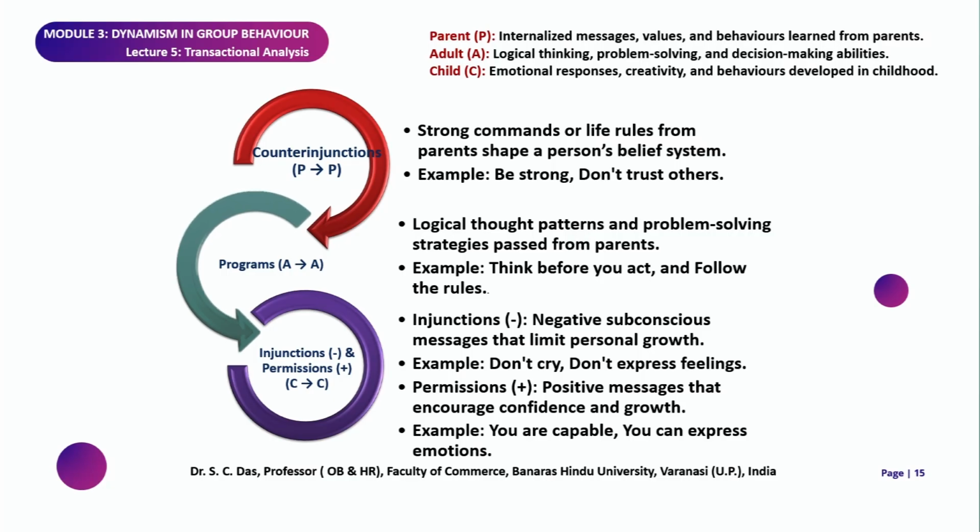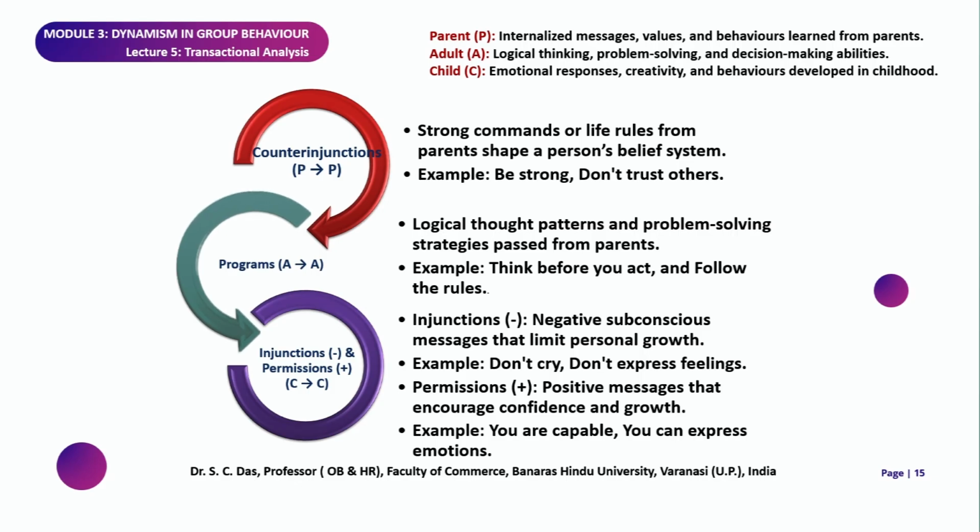Then programs: logical thought patterns and problem solving strategies passed from parents. Everything is passed from your parents, logical thoughts, patterns and problem solving strategies. Example, think before you act and follow the rules. So that is also logical thought, and that is the adult ego we learn from our parents. Before doing anything, think before it, think before that.